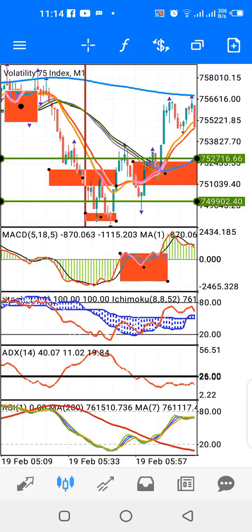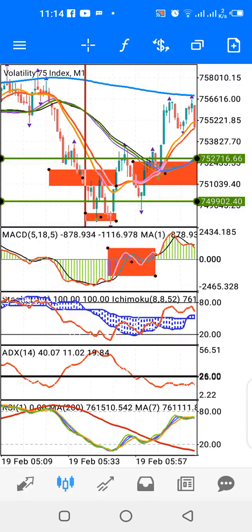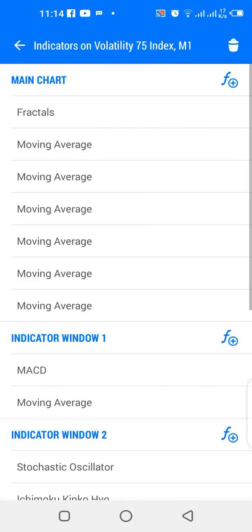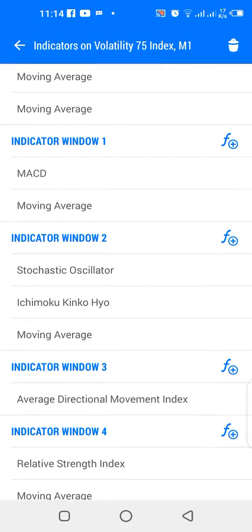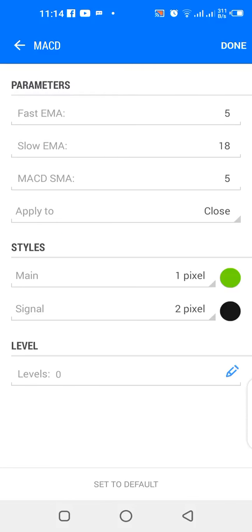When the red and the gray lines, let's go to settings first. Indicator window 1. Now indicator window 1, we have MACD and moving average. The MACD setting, we have fast EMA is 5, slow EMA is 18, MACD SMA is 5. Apply to close. Now the main style color is green and the signal style color is black.